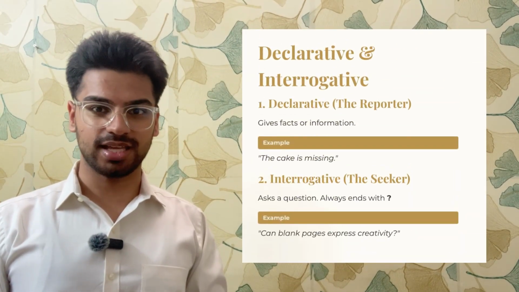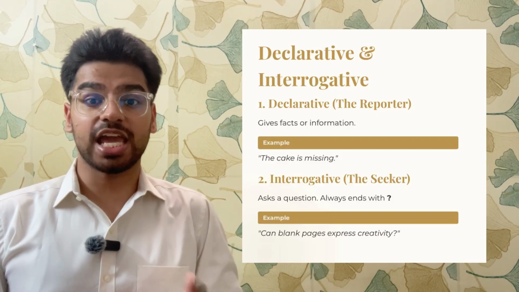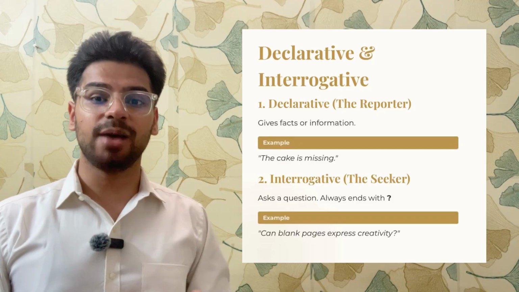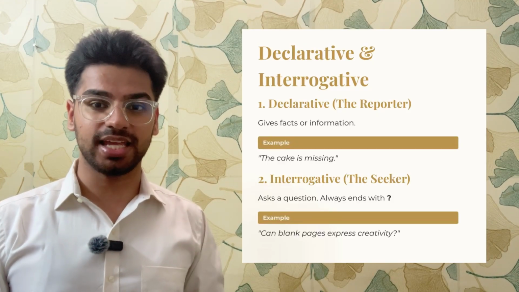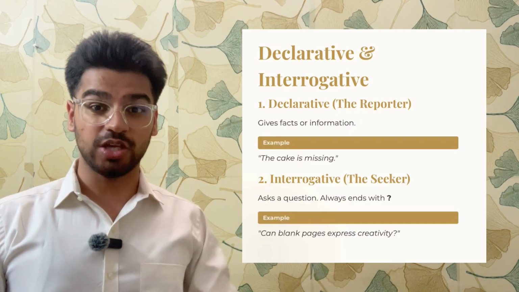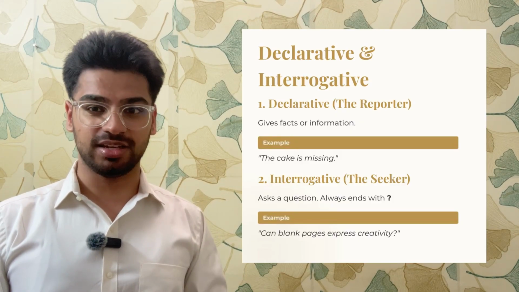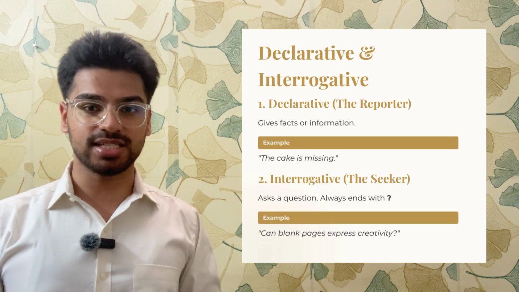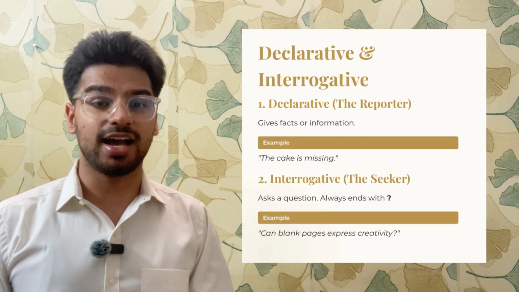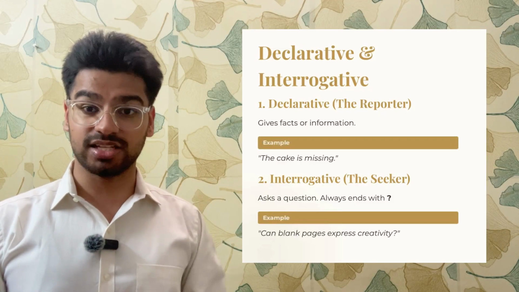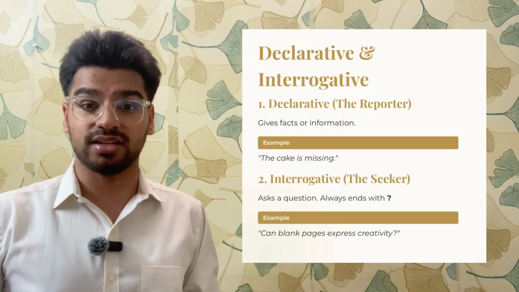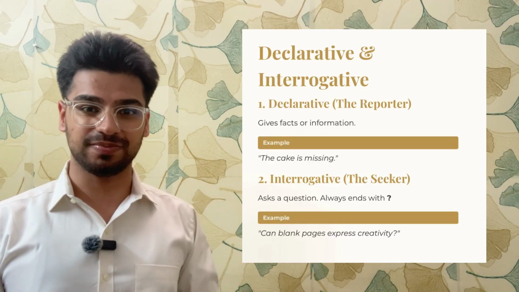Type 1. Declarative sentence. A declarative sentence gives information. It tells something. Example, I'm hungry. She lives in Delhi. The movie was amazing. As simple as that. You are declaring information. Think of declarative sentences as the news reporters of English. They simply tell facts. Example, it is raining. No excitement, no question, no command, just information.